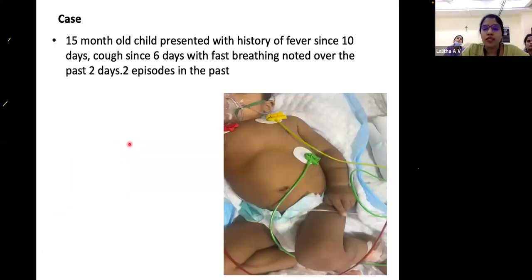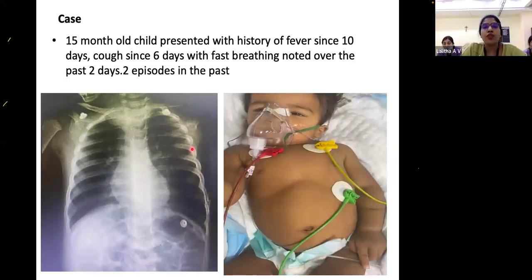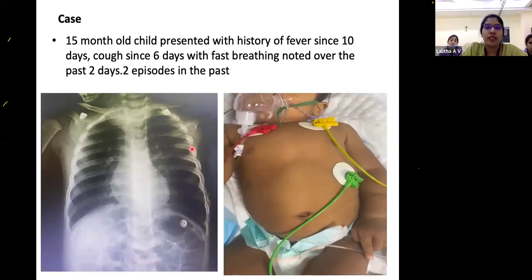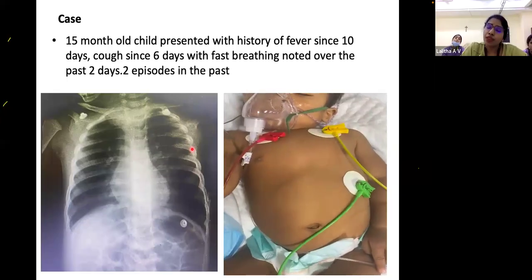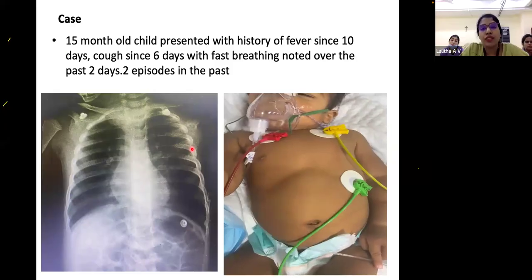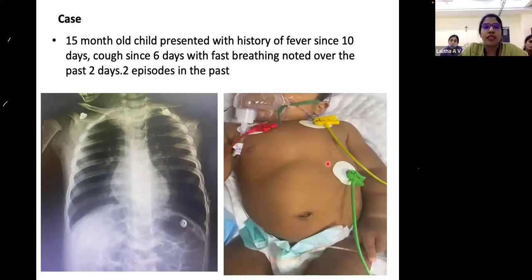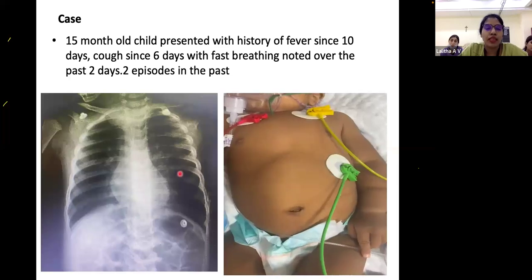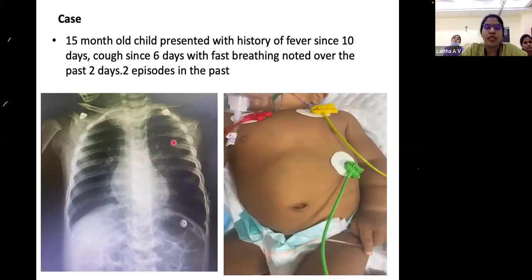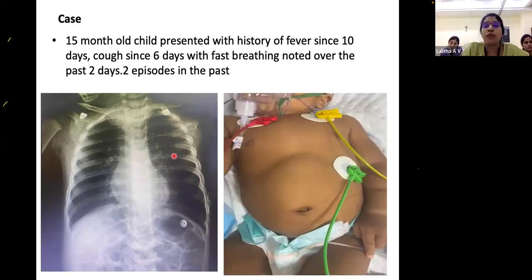So this is a scenario. This is a 15-month-old child with history of fever for 10 days and cough for the last 6 days, who presented to the ER with fast breathing. This is the X-ray, and this is how he's breathing. The X-ray looks hyperinflated, definitely for sure. Some streaky infiltrates are present. He has received back-to-back salbutamol nebulization.